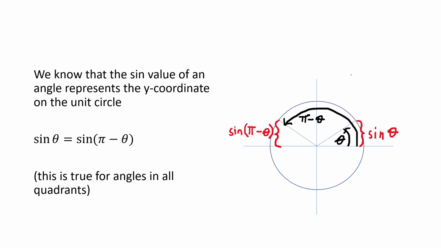Well, the sine of theta would be equal to the length of this vertical line right here, and the sine of pi minus theta would be equal to the length of this vertical line right here. They're both positive. So in other words, the sine of theta equals the sine of pi minus theta. And it's true regardless of what quadrant theta is in.